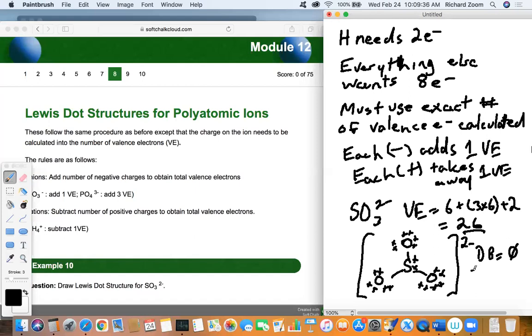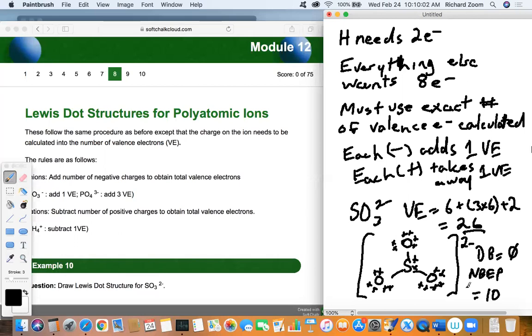And the number of lone pairs or non-bonding electron pairs, NBEP is what I'm going to abbreviate that as, non-bonding electron pairs. 1, 2, 3, 4, 5, 6, 7, 8, 9, 10. So 10 non-bonding electron pairs on that one. Does anybody have any questions?